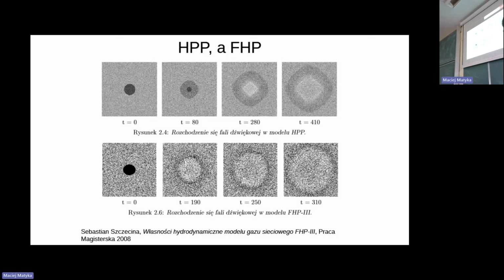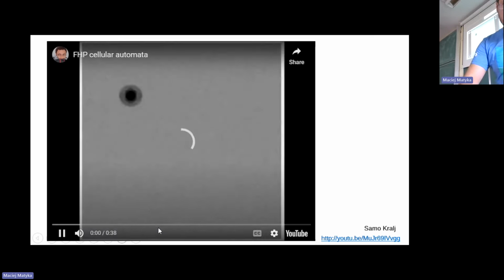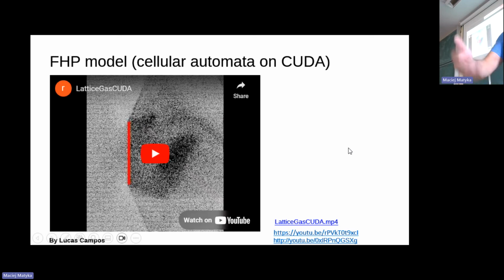This is the HPP, and this is FHP3. It's from the master's work of our student Sebastian Szczecina from our group. In 2008, he was considering the FHP3, and you see the circle and you see the quad. So this is the difference, and the only thing is that you choose the right grid, and the collisions, of course. Okay. Now this. Why do I have so many of those? Because they look more and more like fluid.